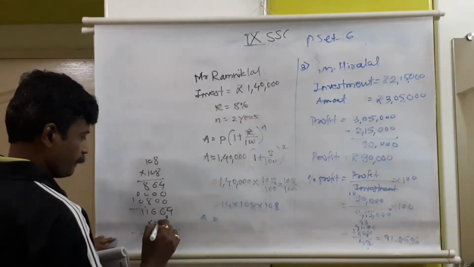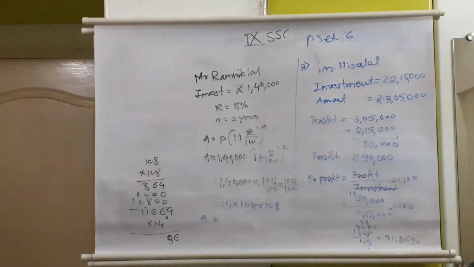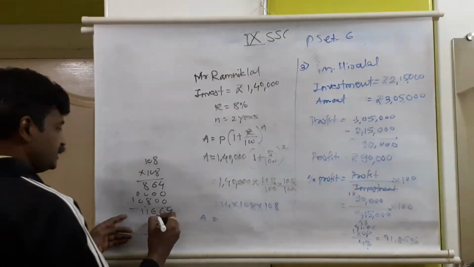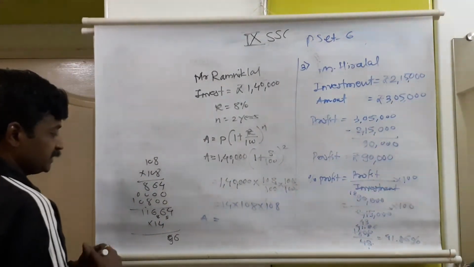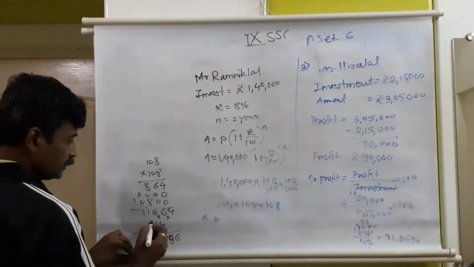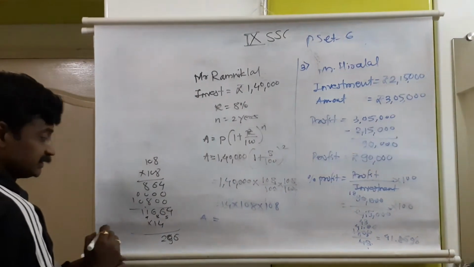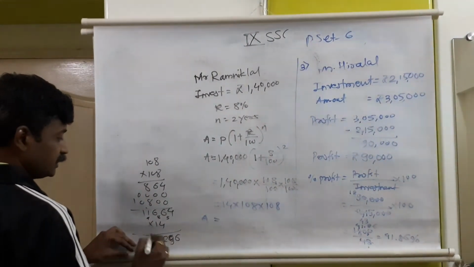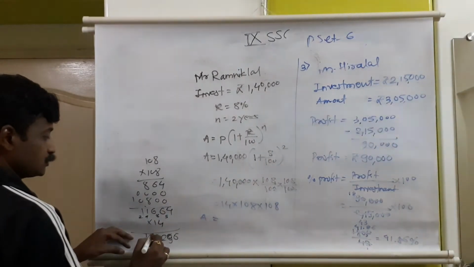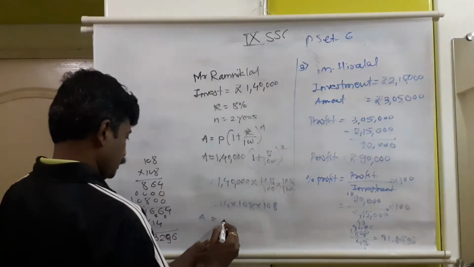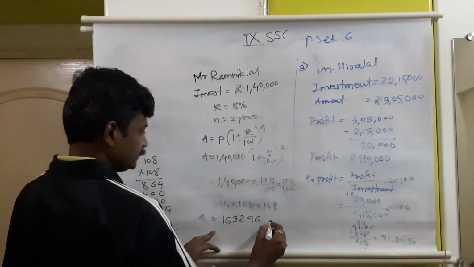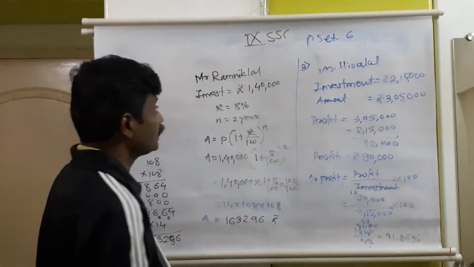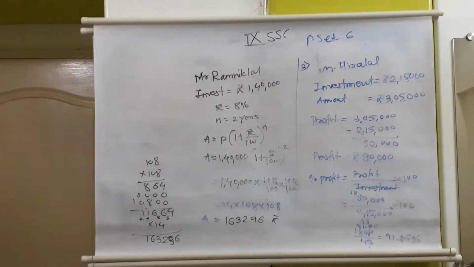14 6s are 84. 84 plus 5, 89. So 9 carry 8. 14 6s are 84. 84 plus 8, 92. Carry 9. 14 1s are 14, plus 9, it is 23. So 3 carry 2. 14 1s are 14 plus 2, 16. So A is equal to 1,63,296 rupees. Mr. Ramnik Lal will get it back.